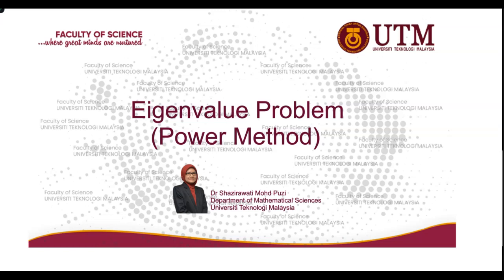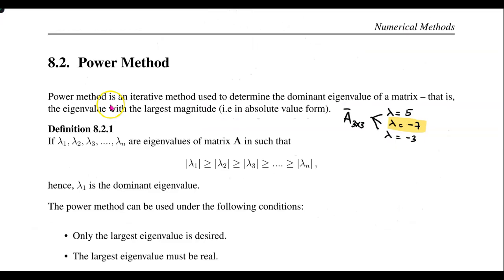Shazira. In this video, we are going to be discussing the power method. Power method is an iterative method used to determine the dominant eigenvalue of a matrix, which is the eigenvalue with the largest magnitude, or we say in absolute value form.